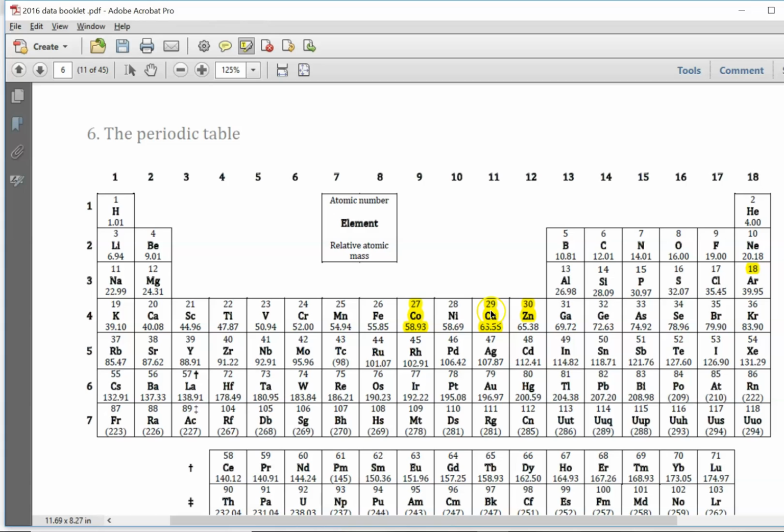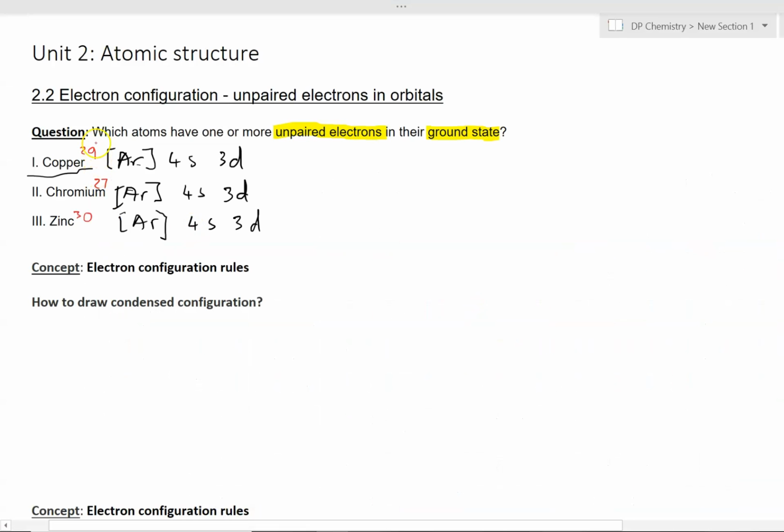Okay, let's see. So copper 29, chromium 24, and zinc 30 for the atomic numbers. Argon already has 18. 29 minus 18 means 11 left. Chromium, 24 minus 18 is 6 remaining. Zinc, 30 minus 18, 12 left here.